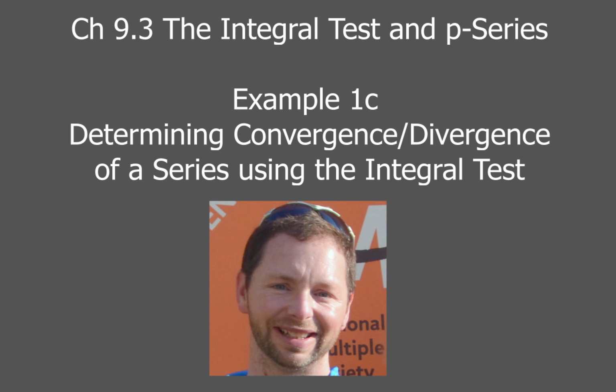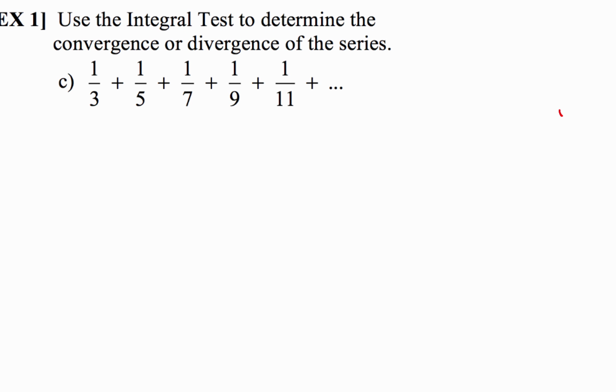This is Mr. Muscarella coming at you, and we're going to take a look at example 1C for determining the convergence or divergence of a series using the integral test. Now, in this example, one of the things you want to recognize is that the terms are all positive. So that's the first thing you want to recognize, is that all the terms are positive.